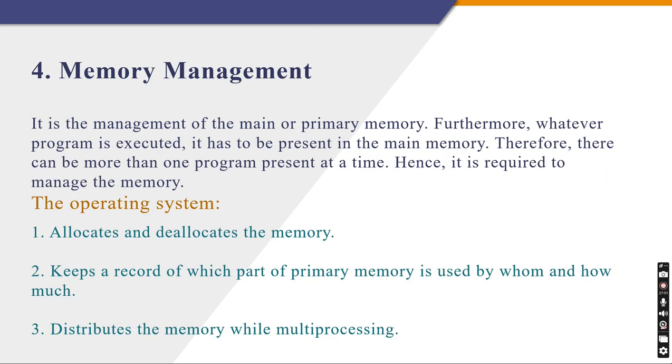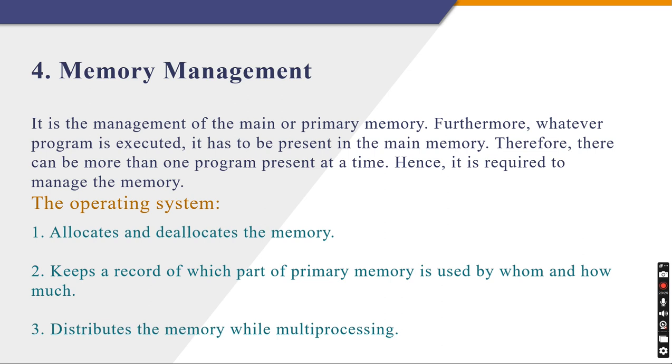Next is memory management. Memory management is the most important part of your operating system and device management. Management means we arrange things in the main or primary memory. Whatever program is executed in the operating system has to be present in the main memory. Therefore, there can be more than one program present at a time. Hence, it is required to manage the memory.